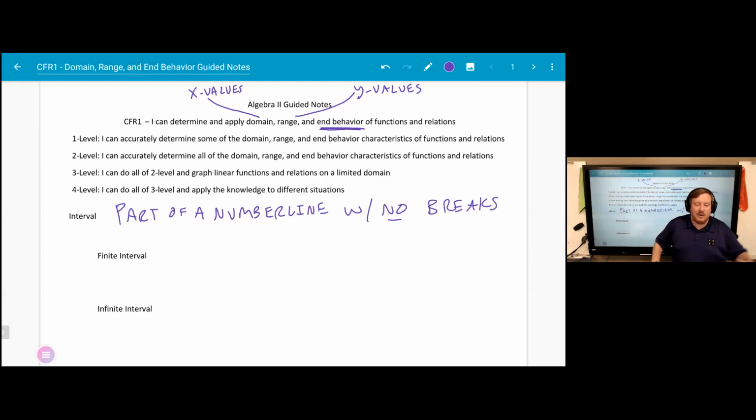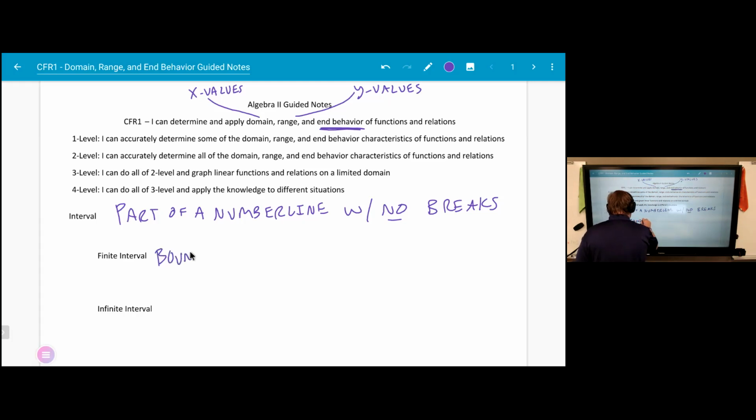Now, you haven't maybe heard of that next term, finite, but you've heard of the third one down there, infinite. I know it sounds like it should be finite, but finite and infinite intervals. A finite interval is bounded on both ends. In other words, it has endpoints.